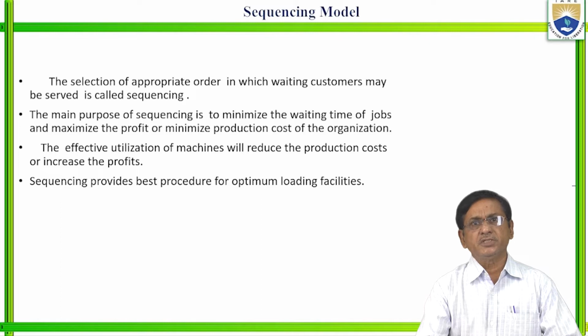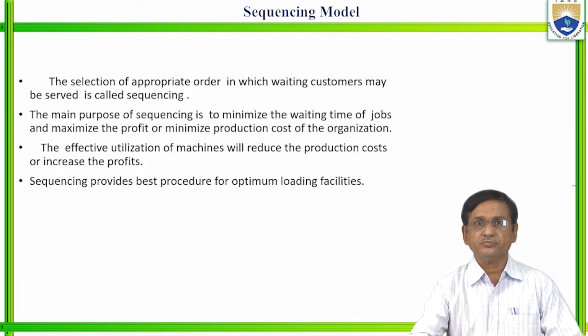If the sequence is not proper, then the waiting time of the jobs will increase. When the waiting time increases, what will happen? The idle time of the machines will increase, which overall increases the production cost. When the production cost increases, we get less profit. So our intention is to select the best sequence so that the total cost will be reduced and the total profit will be maximum.